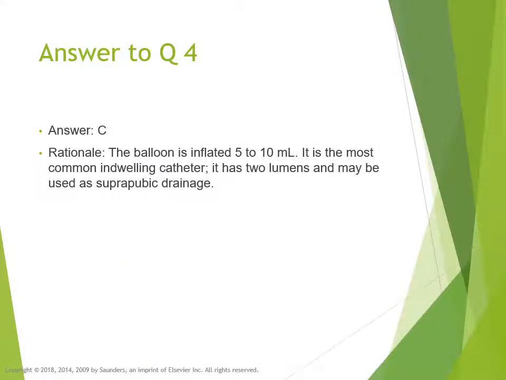The answer is C. The reason for this answer is because the balloon is inflated 5 to 10 mL, not 15. A Foley catheter is the most common indwelling catheter. It does have 2 lumens and it may be used as a suprapubic drainage.